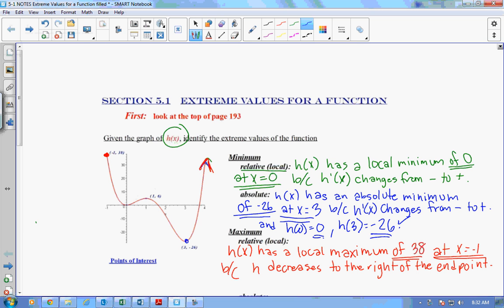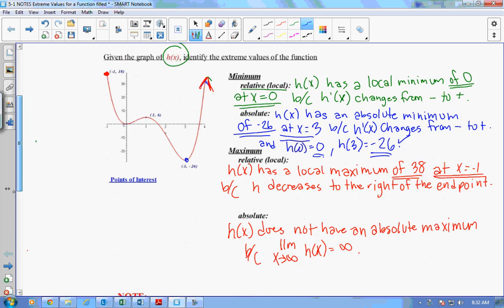Okay. Also remember, local min and max is the same thing as relative min and max, right? So make sure you're used to both those vocabs. And then we have absolute min and absolute max.